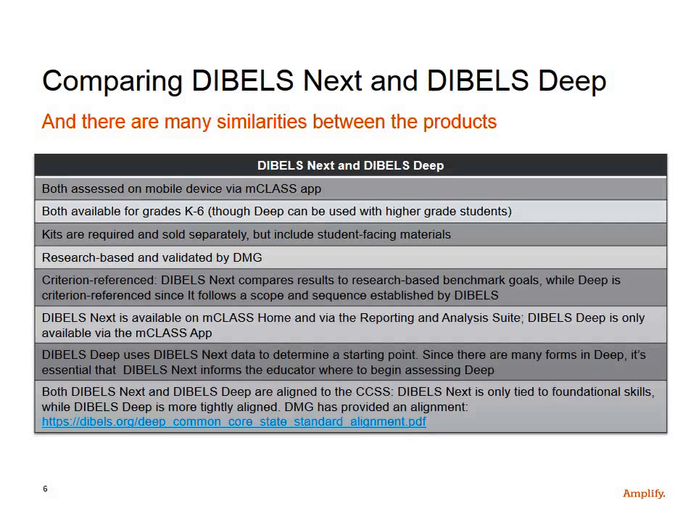And then again, DIBELS Deep will actually use your DIBELS Next data to determine the starting point, so you don't have to start at the first form and assess when you know that student doesn't need all those forms. And then both of them are aligned to the Common Core. However, DIBELS Next is only tied to foundational skills, while Deep is more tightly aligned to the Common Core. There is a link here to DMG's website to show you what the alignment is for DIBELS Deep.